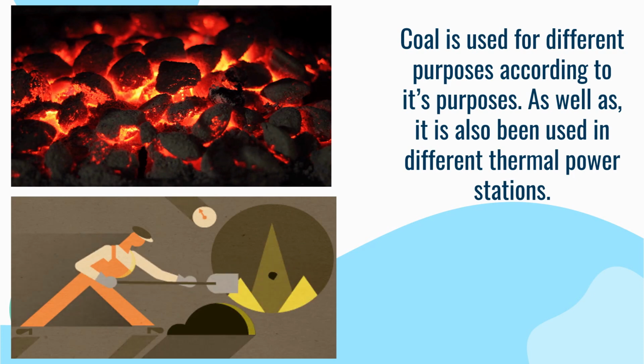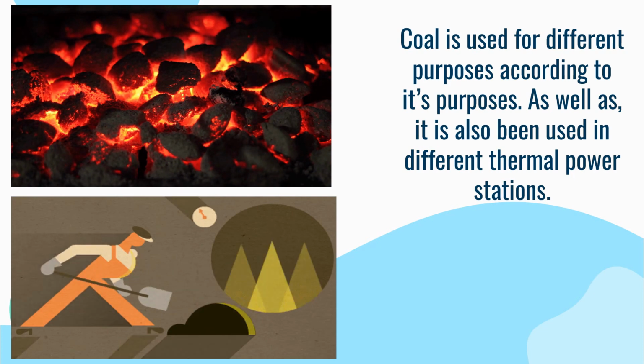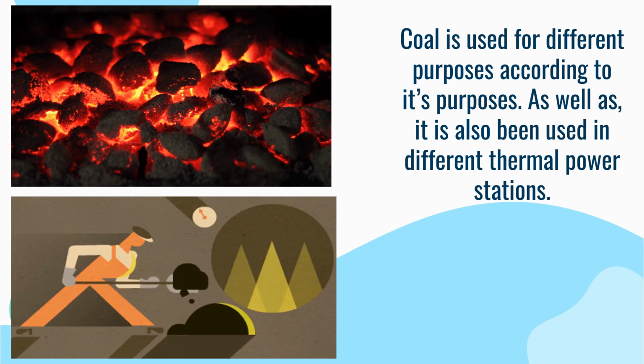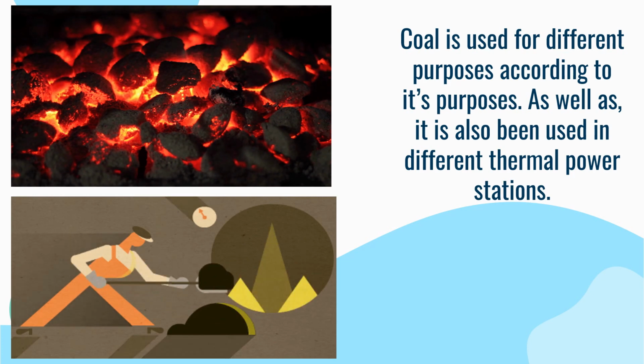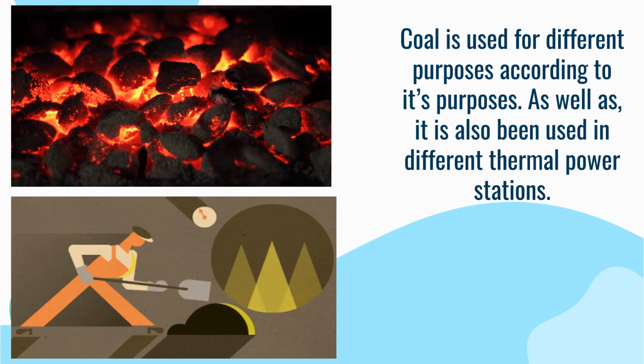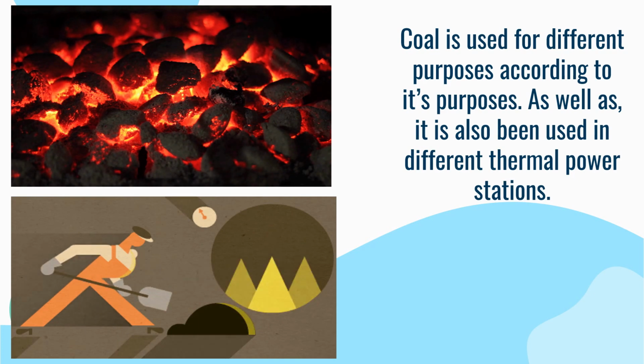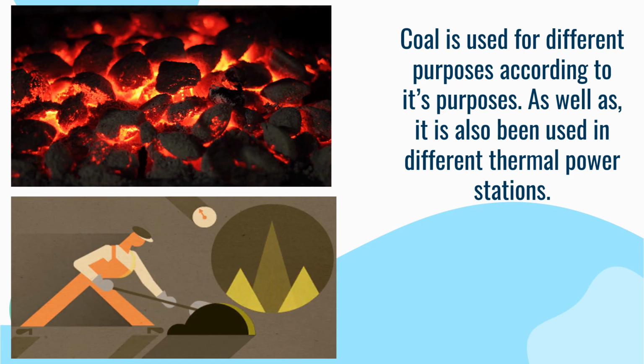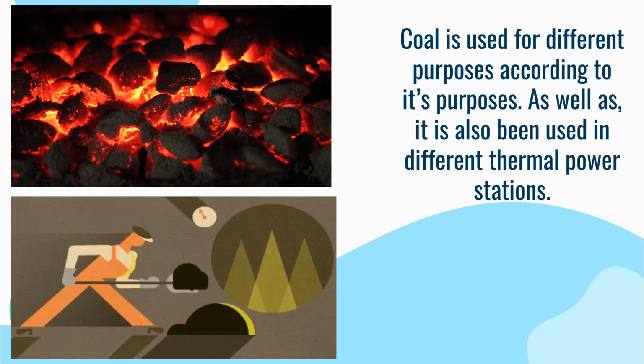Coal is used for different purposes according to its quality. Low quality coal is used for cooking, and high quality coal is used in industries as also in thermal power stations. Coal is primarily used as fuel to generate electric power. The coal is burned and the heat given off is used to convert water into steam.